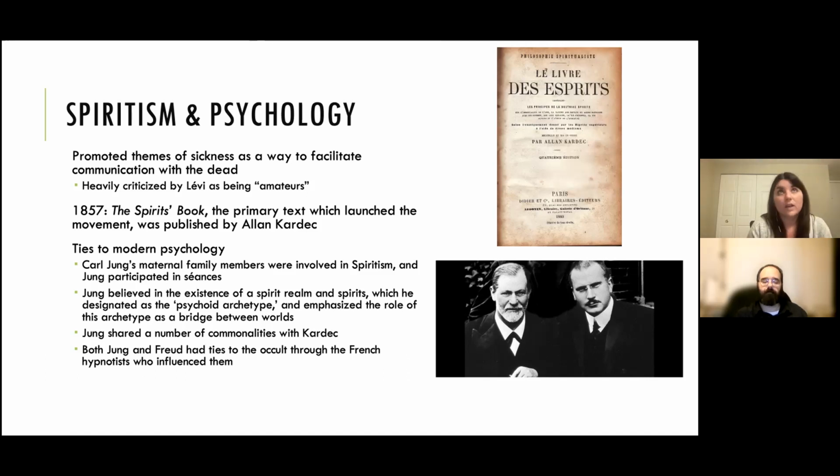In addition to family connections for Jung between Spiritism and Jung, we also see influences between both Jung and Freud and the occult through the French hypnotists who influenced them. French psychologist and hypnotist Pierre Janet, who really influenced Jung's work, had an interest in Spiritism and the occult, as seen in his studies of mediums. And French neurologist Jean-Martin Charcot, who influenced Freud, believed that hypnotism could be used in the service of research and as a way to debunk the occult movement.